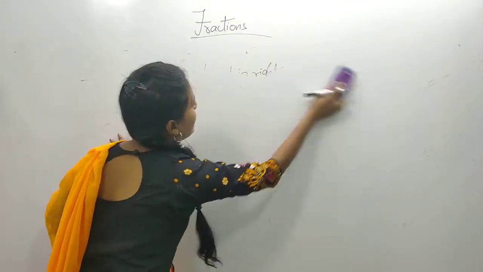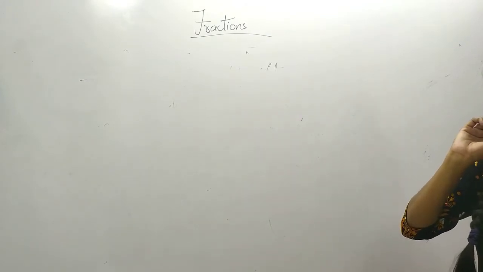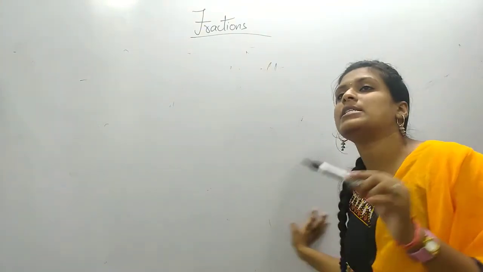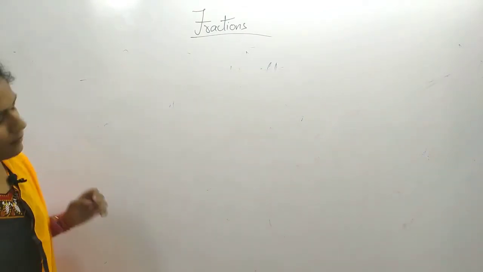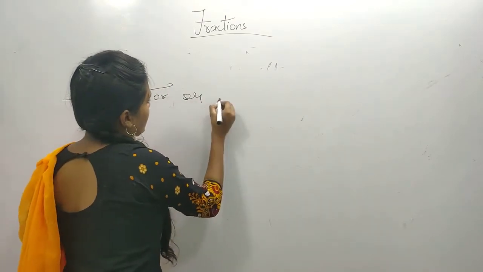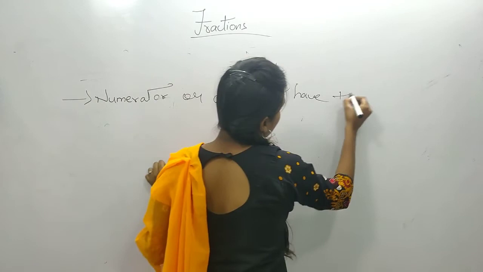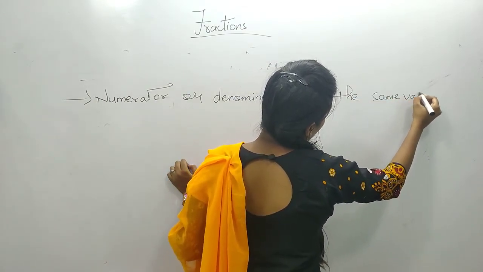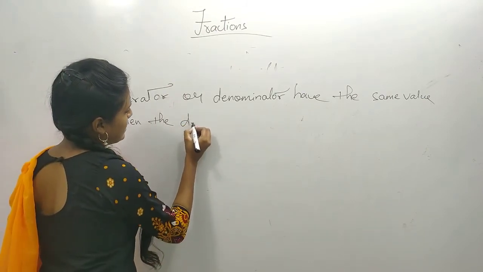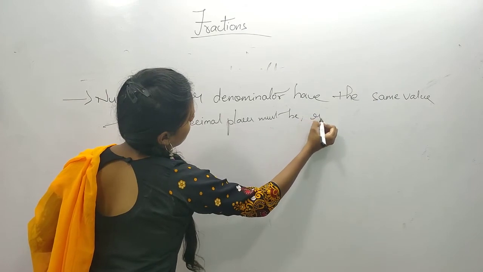The next point to be noted is also very important. Whenever the numerator and denominator of a fraction have the same number of decimal places, then the decimal points are to be removed. When the numerator and denominator have the same number of decimal places, the decimal points must be removed.